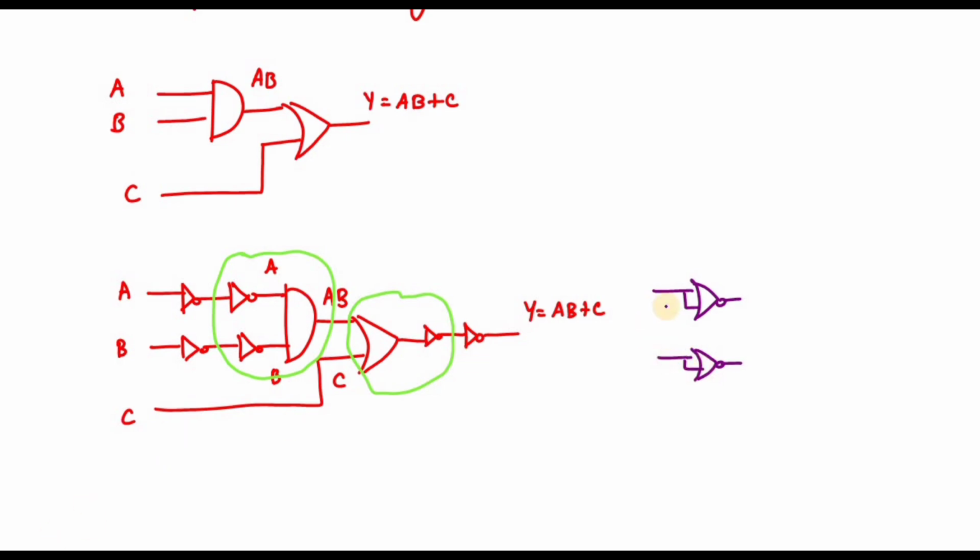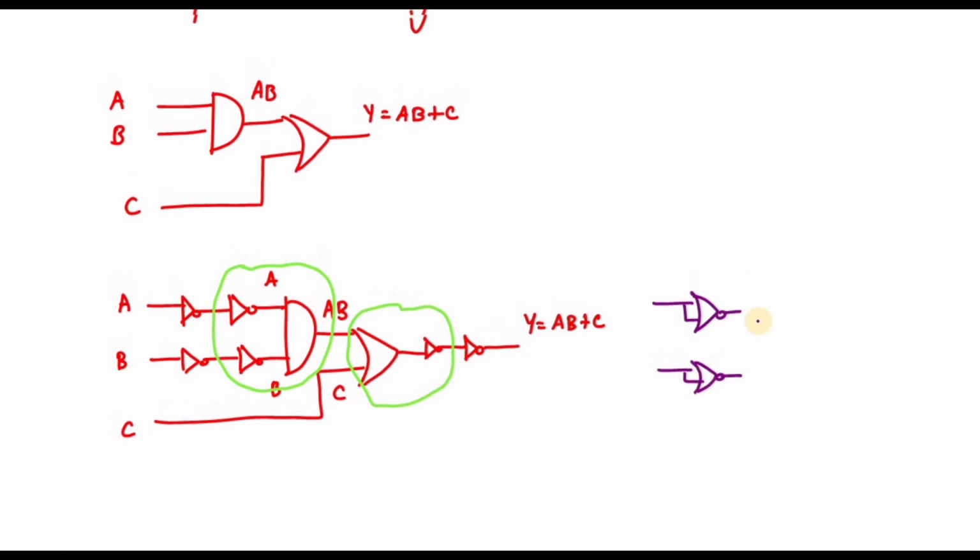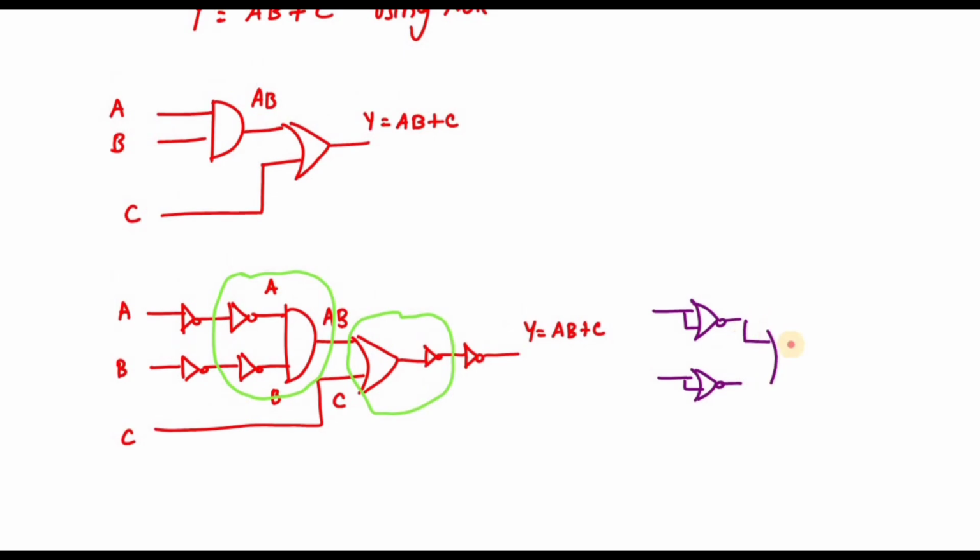So here I can convert this one to a pure NOR gate, right? For this part. Again, this is another NOR gate, right? This is another NOR gate. And for the inverter, you have to draw it like this, right? So this is your y is equal to AB plus C.